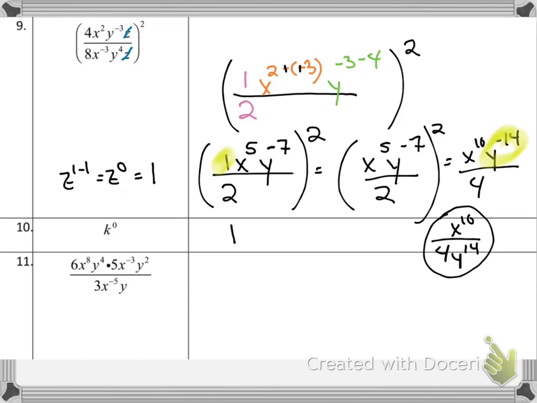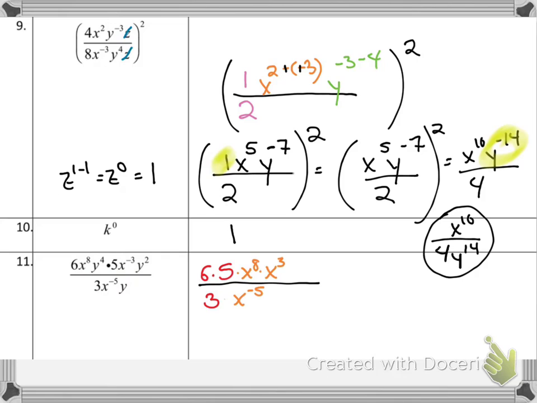All right, let's look at number 11. So here, I would suggest rearranging the furniture. So we have a 6, a 5, and a 3. So I'm going to rewrite this as 6 times 5 over 3. Okay? So as we keep going, then we will look at our x's. So if I look at my x's, I have an x to the 8th, which I will write here. I have an x to the negative 3rd, which I will write here. And then I have an x to the negative 5th, which I will write down here.